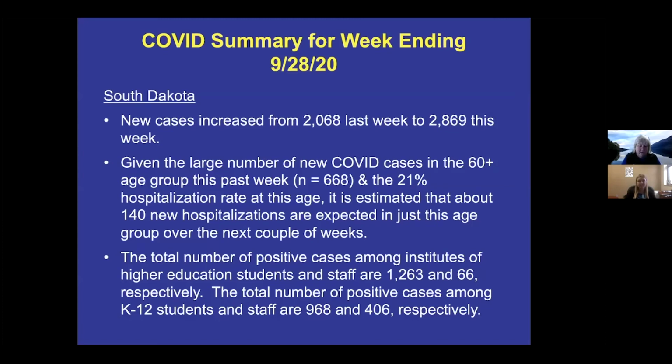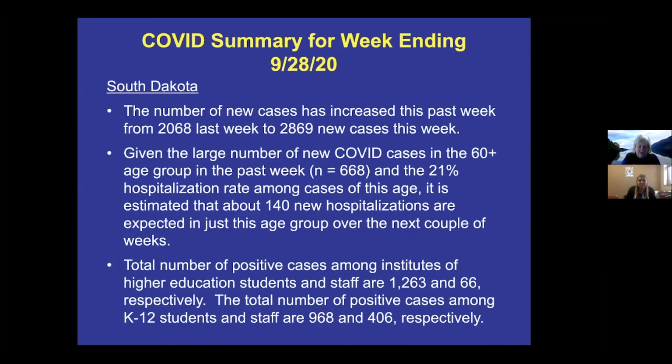And the total number of positive cases among institutes of higher ed, students and staff, are 1,263 among the students. This is cumulative, not in the past week, but overall. 66 among the staff. For K-12 students and staff, those numbers are 968 and 406 respectively. So a lot more K-12 staff are getting ill than the higher ed.